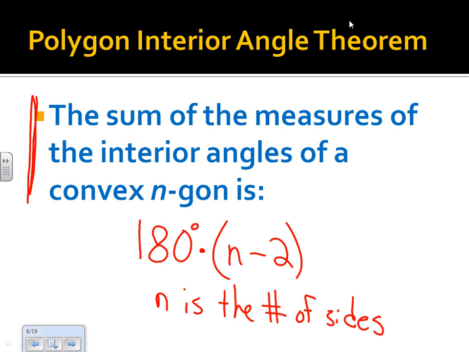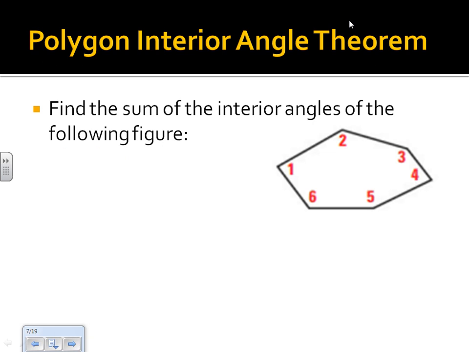Okay. This is actually, the first section is the one with the most math in it. A lot of the other sections are a lot of properties. Some math, but not as much. All right. So find the sum. Sum means what? Yeah, add them all together. Of the interior angles of the following figure. So we need to find the sum of all of the interior angles.